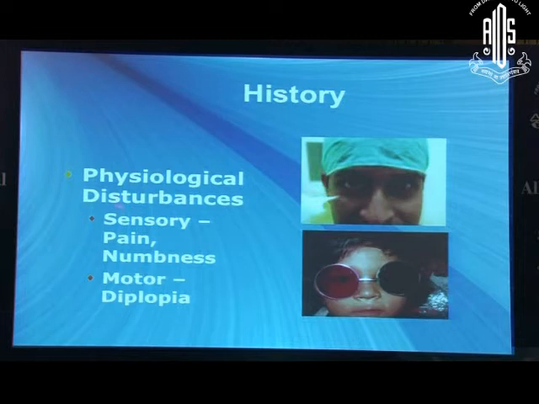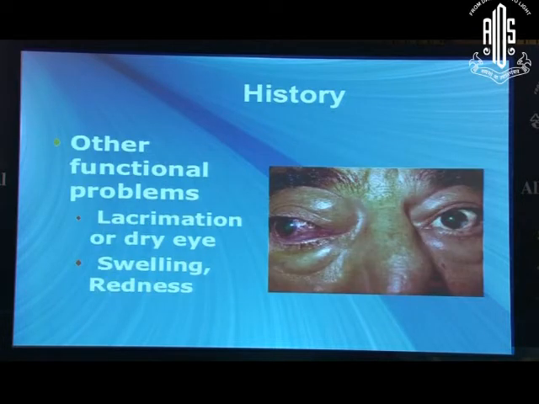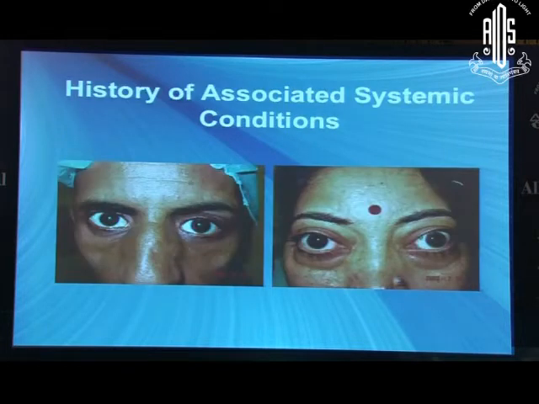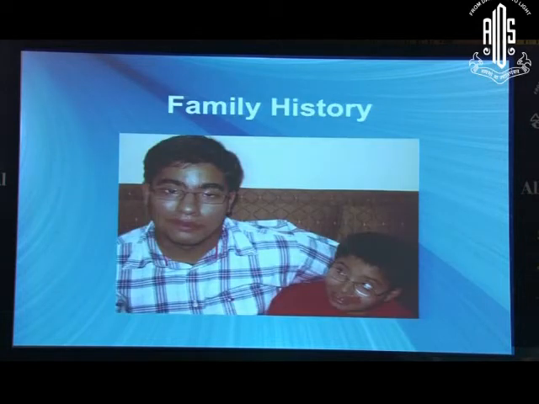And then you must elicit the history of the sensory changes: pain, numbness, double vision. You must, of course, get the history of other symptoms like dry eye, which may occur with lacrimal gland pathology, watering, swelling, redness, which may be very clear indications of the nature of the pathology, inflammatory or stasis or whatever. And associated systemic conditions like lymphoma and like thyroid disease often hold the clue.